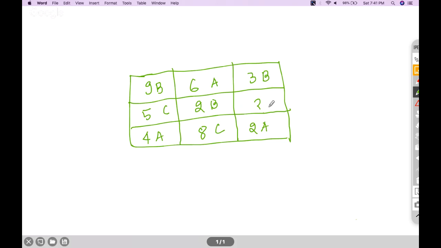3C is a wrong answer. Yes, Pravalika, how 5C? 5C is a right answer here. 4 plus 5 is 9 coming here. 6 plus 2 is 8 coming here. So here 3 plus 2 would be 5 and it would be C. So it would be 5C, nothing else. Add both of them. So it will be 5C.